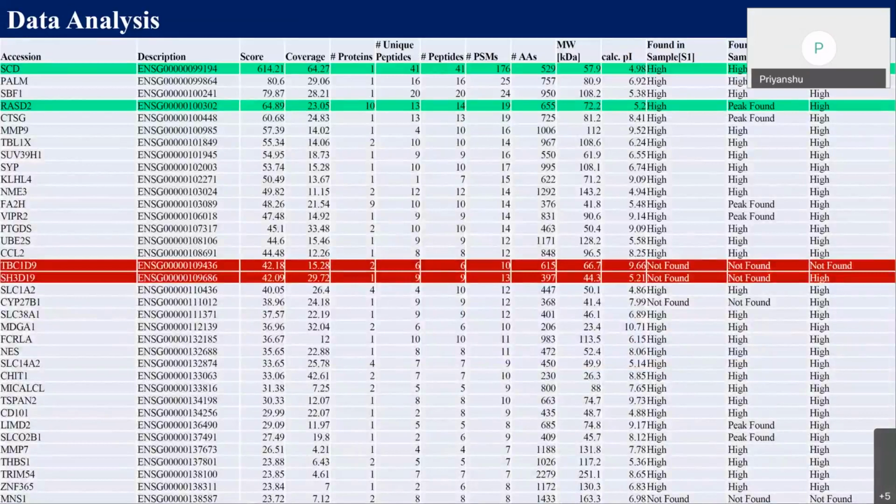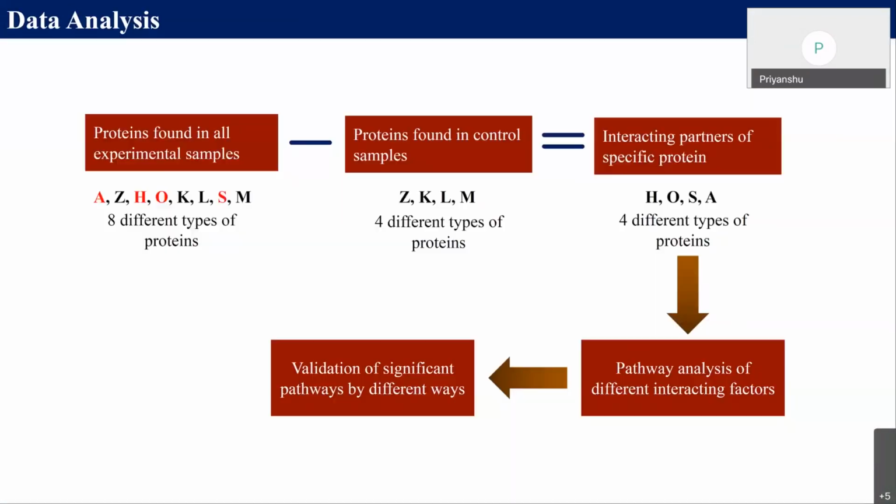Before validation, you need to be sure that these are the interacting partners. For this, I'm going to give you a basic example. This is completely basic. See, in experimental samples, what happened? Suppose you get 8 different types of proteins in the mass spec data, okay? But there are some other control samples as well. So what type of samples are control samples?